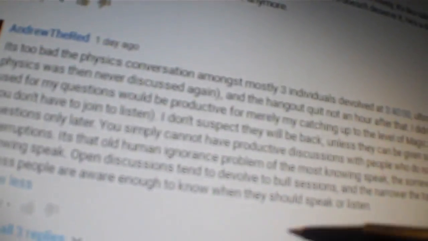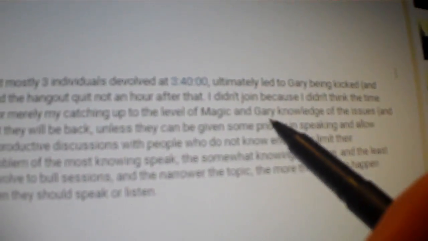Fuck. Alright, anyway. Pirro says, I'm not going to read this one. Blah, blah, blah. It's kind of hard to say whose side he's on anyway. He says, level of magic and Gary knowledge of the issues. I don't, you got to catch up to that. Well, I don't know what magic has to do with any of this, so fuck that. And then Pirro says, he was kicked? Yeah, funny. Fuck you.